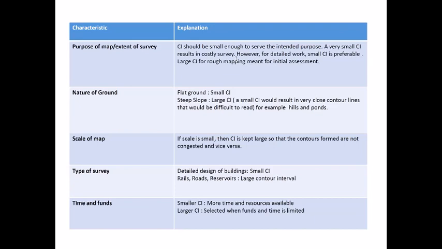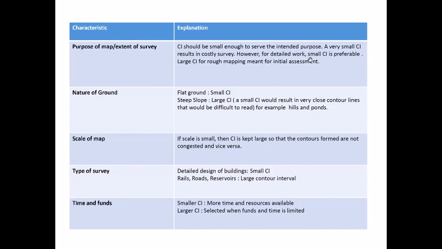So you have to balance the cost and benefit: what the purpose of the map is, and how much am I willing to spend on the map. Because if I choose a small contour interval, as compared to 20 meters, say 2 meters, that means the amount of work that I'll have to do will be a lot.